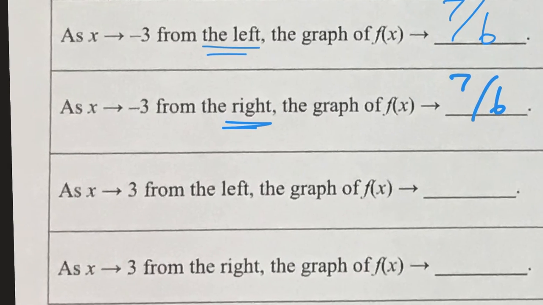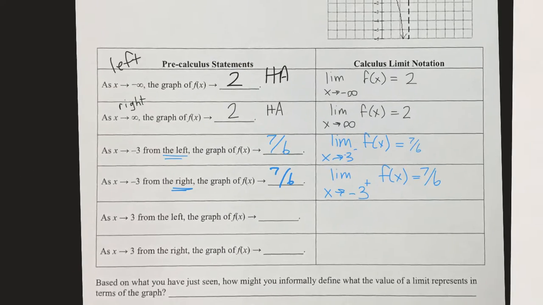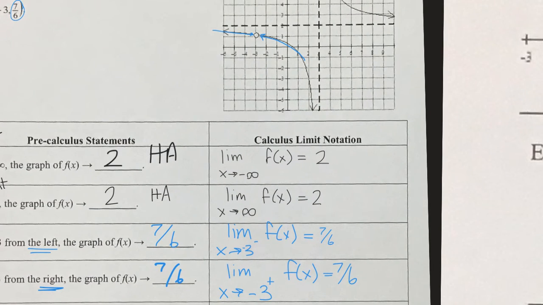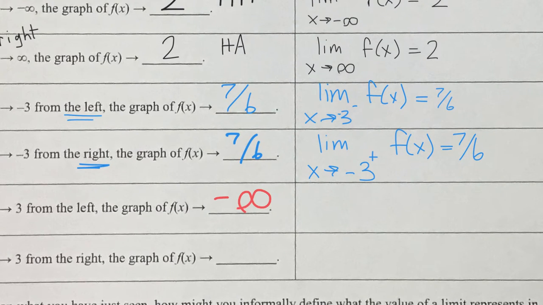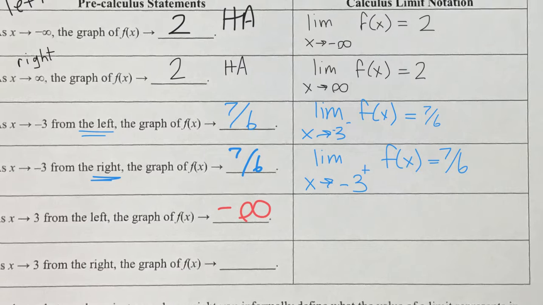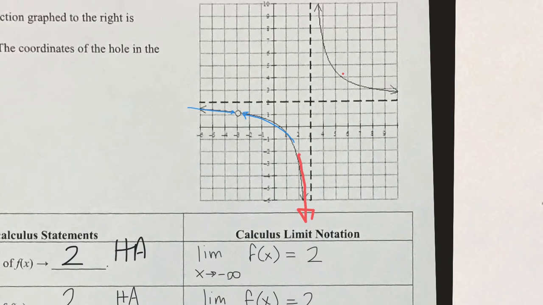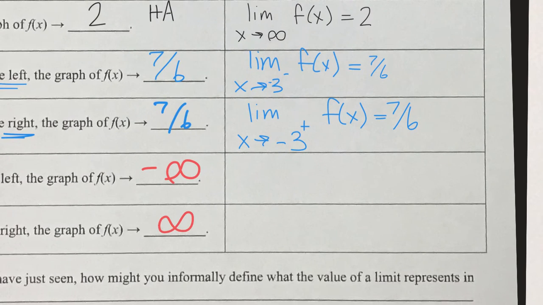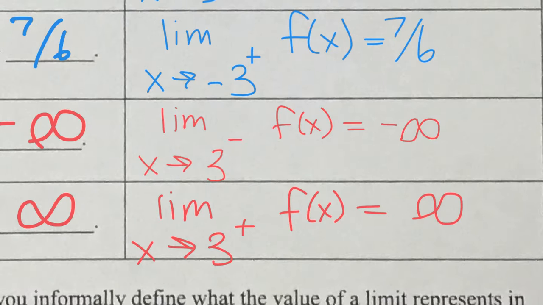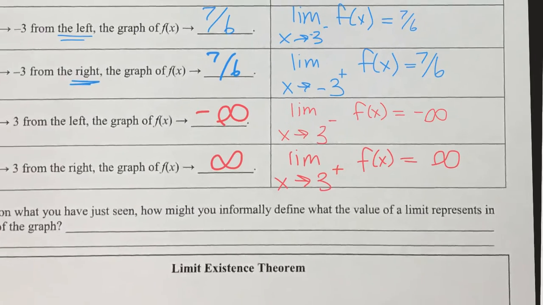Okay, as x approaches 3 from the left, the graph is going in what direction? Looks like the graph is going down. So how do we represent down forever as a symbol? Negative infinity. And then as it approaches from the right, how do we represent up as a symbol? Positive infinity. Okay, so your limits will look very similar. So limits approaching positive and negative infinities there.